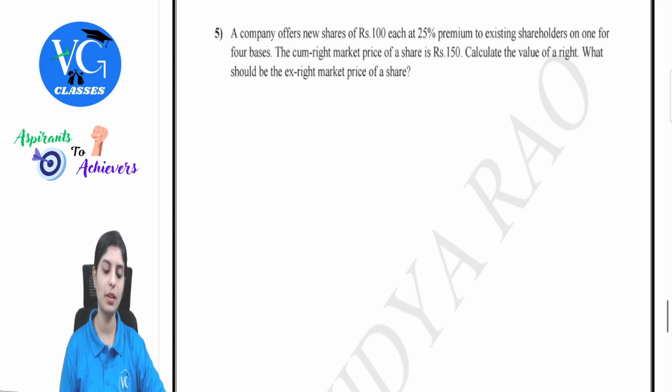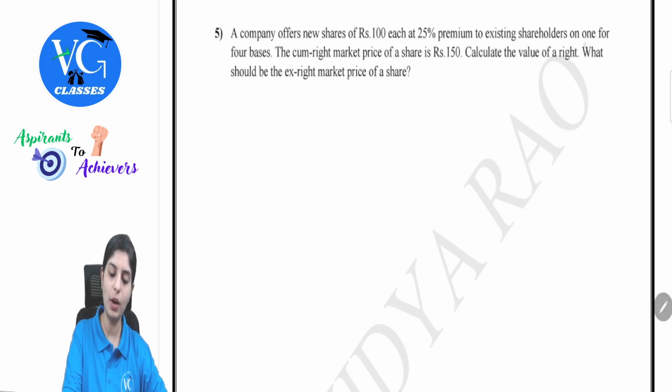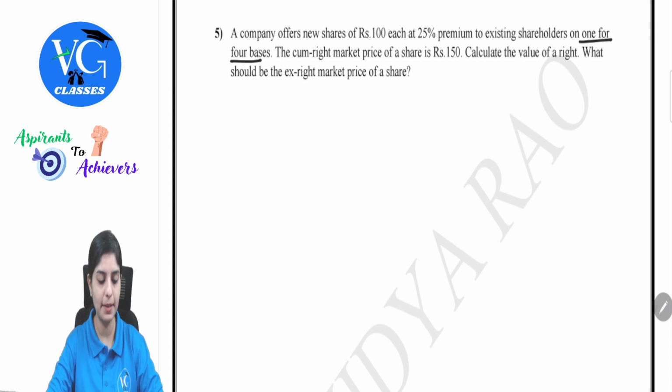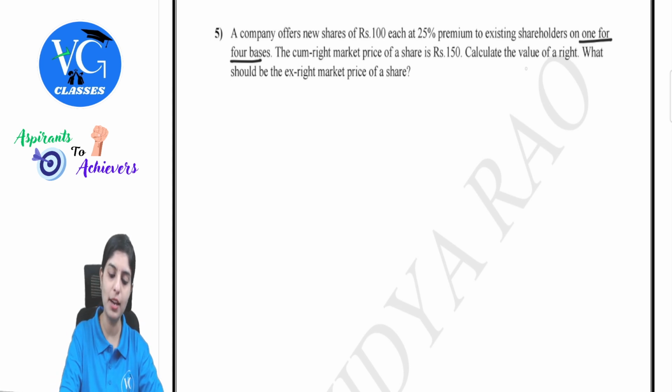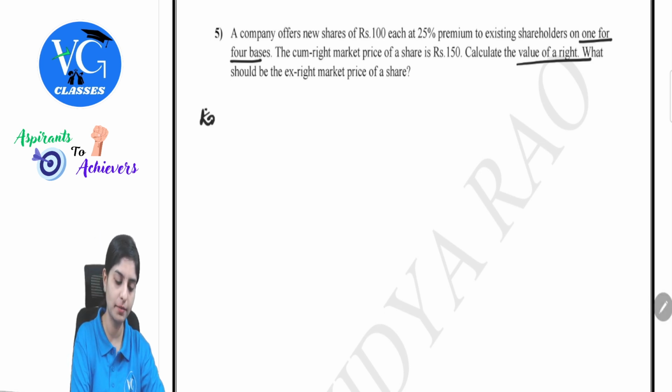Now we will observe some for right issue. A company offers new shares of 100 each at 25% premium to existing shareholders on 1 for 4 basis. Now what does this mean? One right share for every 4 shares held. The cum-right market price of a share is 150. What does cum-right market price mean? The market price before right issue. What are you supposed to calculate? Value of a right and what should be the ex-right market price of a share? See, value of a right is nothing but cum-right minus ex-right. So first we will have to find out the ex-right market price.